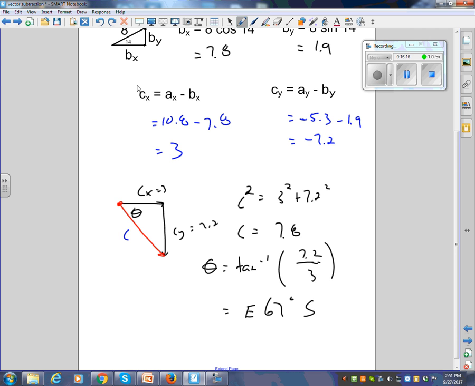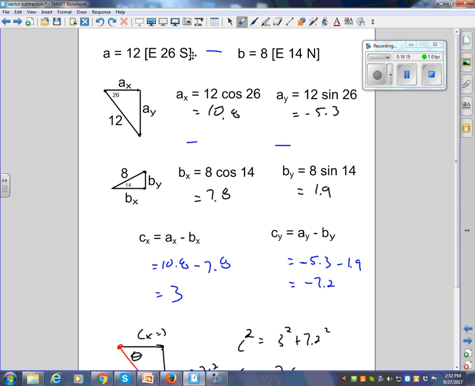That's it. That's literally all there is to vector subtraction. Holy crap. Okay, that's easy.